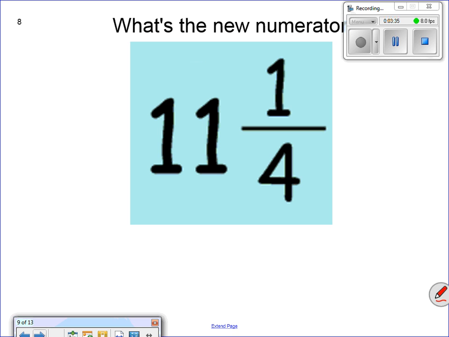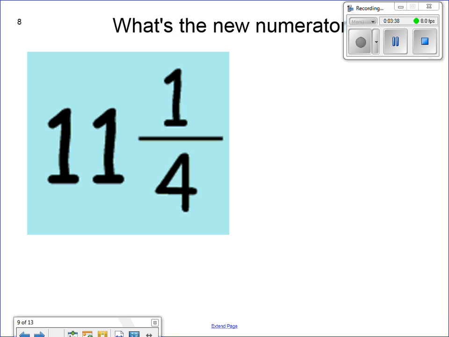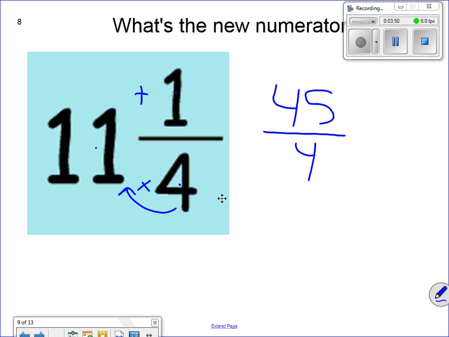What is this as an improper fraction? Multiply, add. 4 times 11 is 44, plus 1 is 45 over 4. If I reverse it, how many 4's go into 45? 11. What's left over?